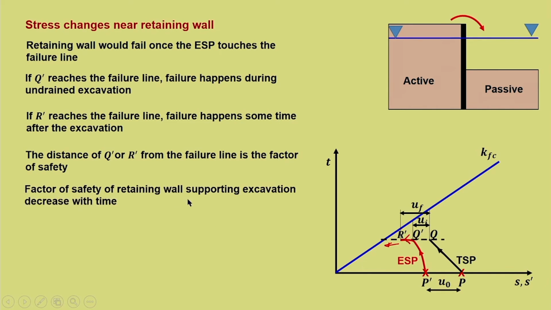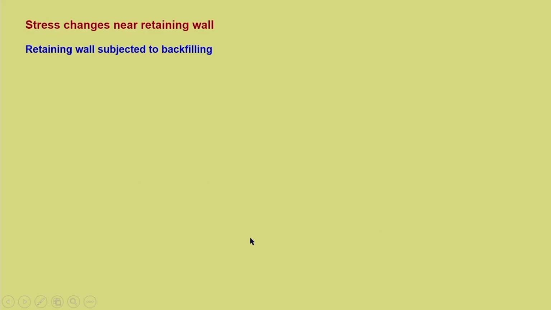Now, the factor of safety of a retaining wall supporting an excavation decreases with time. In the case of this particular retaining wall which is supporting the excavation, the factor of safety decreases with time. Why? Because the effective stress path is moving towards the failure line with time. Now, let us see what is the case of a retaining wall subjected to backfilling or filling.